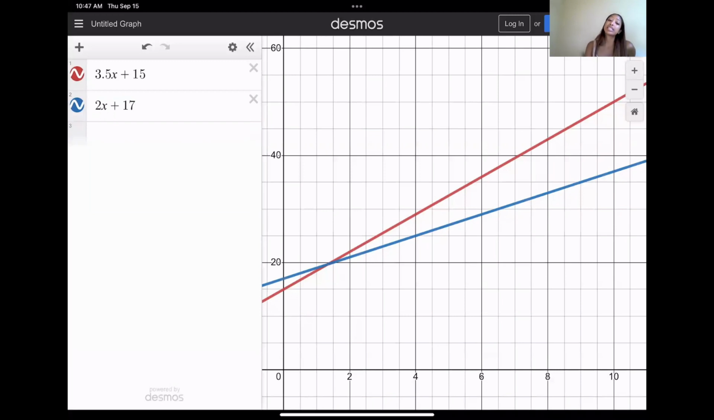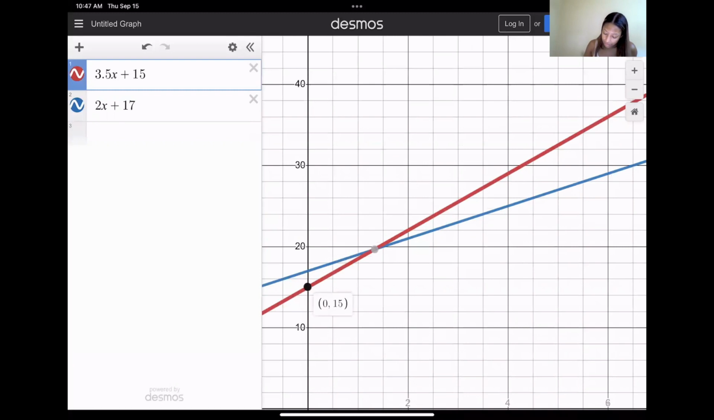All right, so now we can see the full graphs. We can also see the intersection point. We know that Fred started off at 17 miles and Joanna started off at 15 miles.